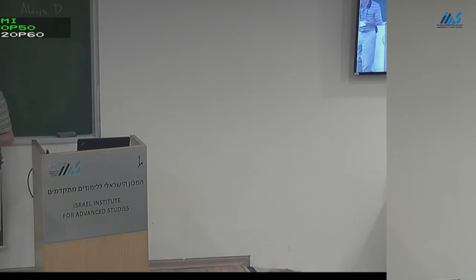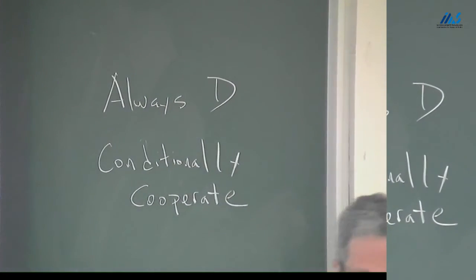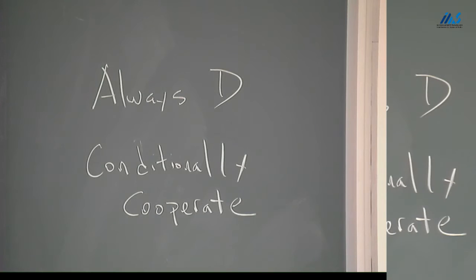Now let's imagine that there's a mutation, or put another way, there's a small group of players who are introduced into this population who don't play always D. They play a strategy which I'll call conditionally cooperates, which in the summer school has sometimes been called the Grim trigger strategy, which is to play C as long as C has been played in the past, but otherwise play D.